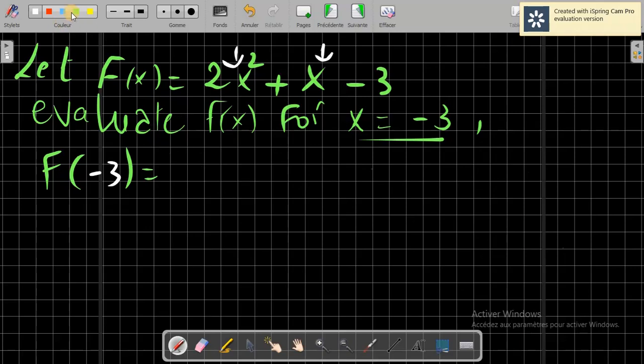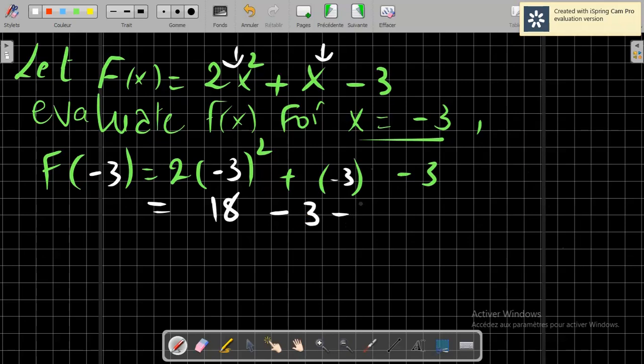So I'll go with 2 times negative 3 squared, plus x minus 3. If I replace x with negative 3, then I will calculate. Negative 3 squared is 9, 9 times 2 is 18, plus negative 3 minus 3. So I will get 18 minus 6, which is equal to 12. So plugging in negative 3 in f(x) will give us 12.